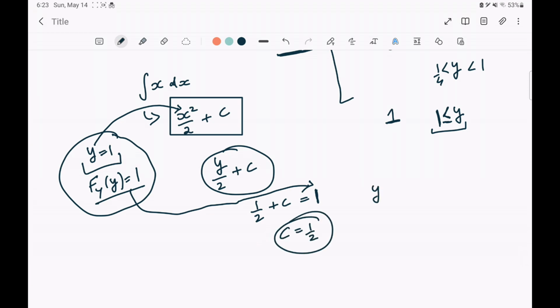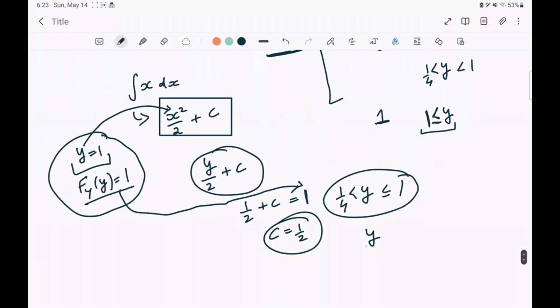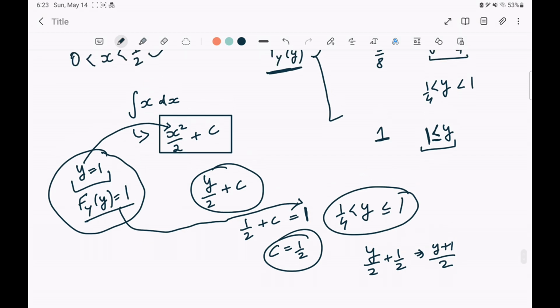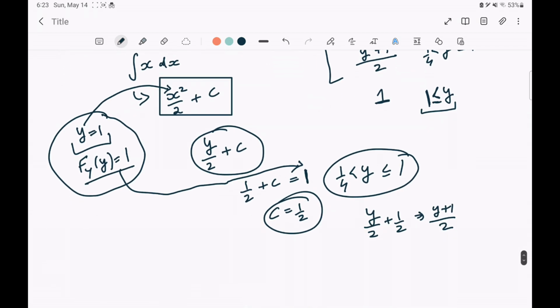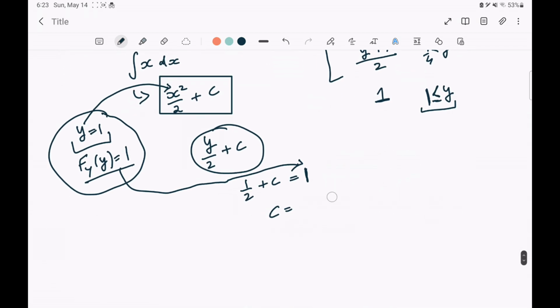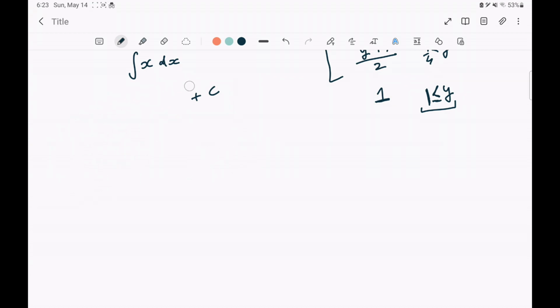Hence, when the range of y is from 1 by 4 to 1, this would behave as y by 2 plus half, or you can say y plus 1 by 2. So this will behave like this. Okay, now let's draw the graph and see its realization.